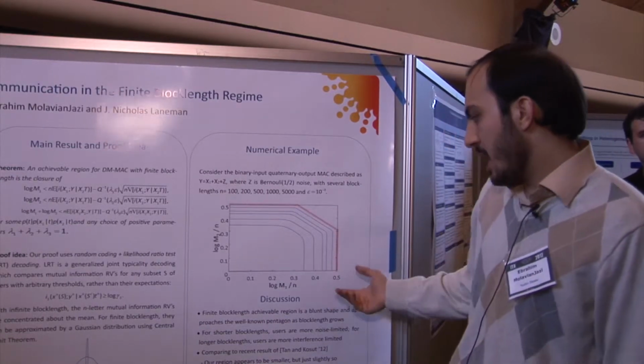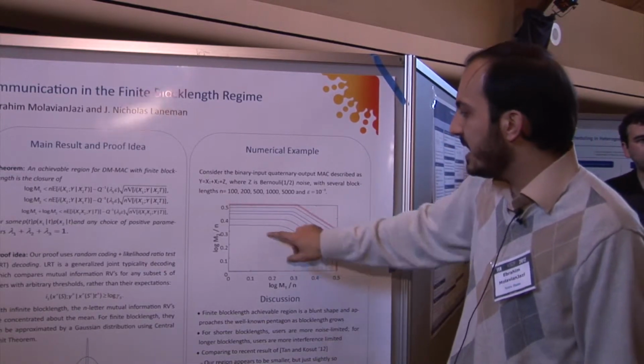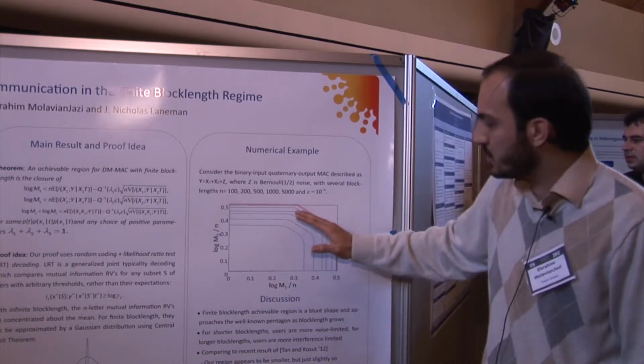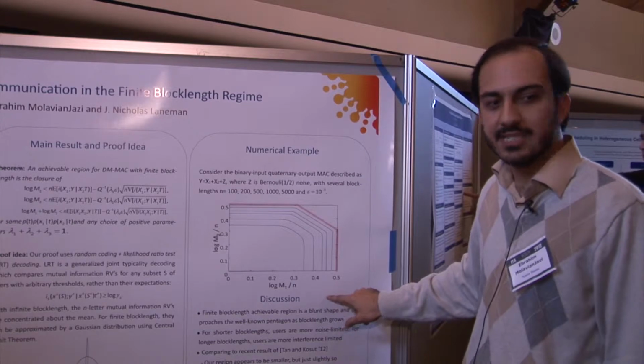You can see that, at least in this example, for shorter n the users are more noise limited. As n grows to infinity, they become more interference limited.